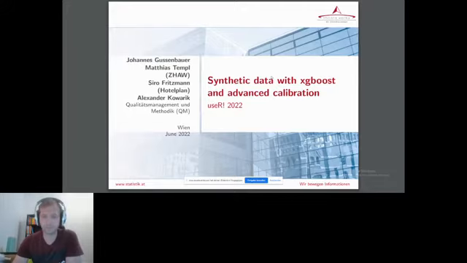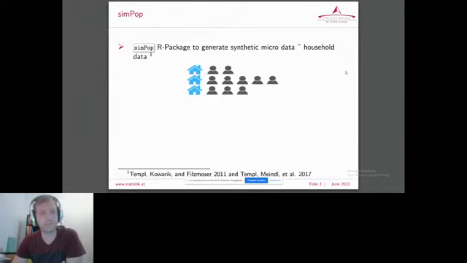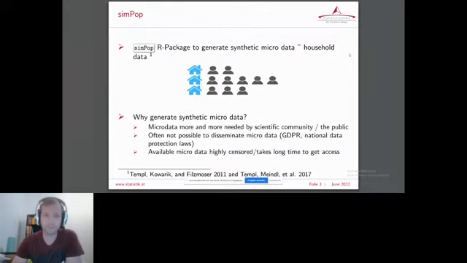So let's just dive in. My talk will be structured as follows. I will give a quick intro into the Simpop package. It's actually already a couple of years on CRAN, and then talk a little bit about what aspects of the package we improved on. The Simpop package is used to generate synthetic microdata. When we talk about microdata, we mean household type data or census type data. So you have households with certain attributes and people living in these households with certain attributes. This is the main focus of this package.